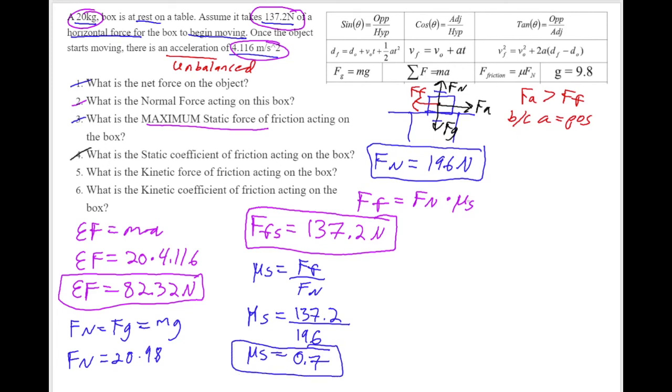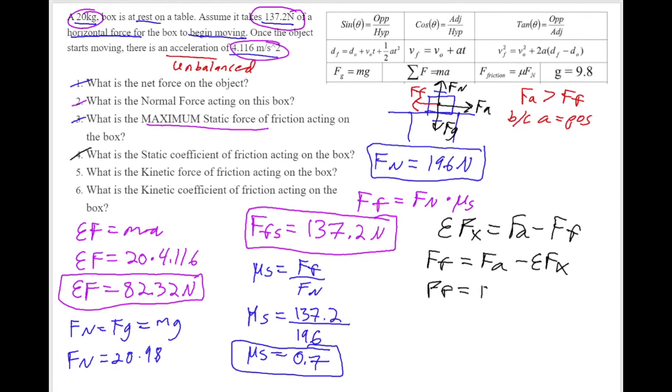Number five, what is the kinetic force of friction? Well, to figure this one out, we're going to need to take our net force. And we know that the net force in the x direction is going to be equal to the forces that point to the right minus the forces that point to the left. So let's move some things around. I'm going to go ahead and add force friction over and subtract net force. I get force friction is equal to force applied minus the net force in the x direction. I know force applied, it's given in my problem. I know net force, I just solved for it. So this is just going to be an easy algebra question.